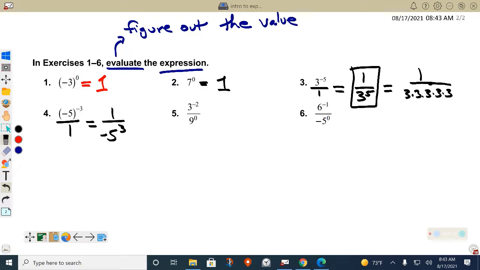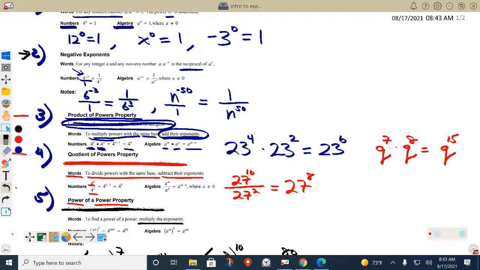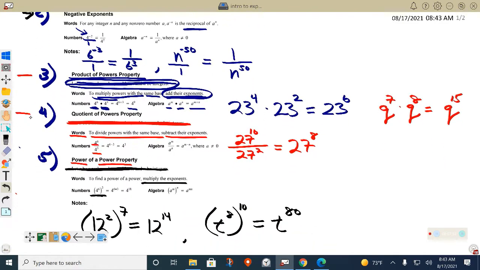On number 5, we're going to use 2 rules. Which two rules will we use? Diaz, what do you think? I think we're gonna use the power of quotient property. Okay. The power of a quotient property, I like that because we're dividing, huh?